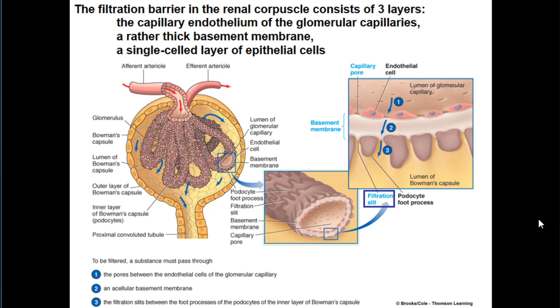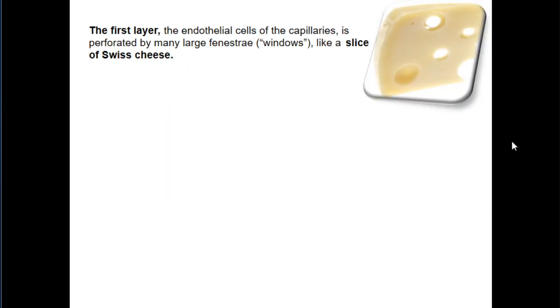The next thing which deserves to be mentioned is the filtration barrier. In the renal corpuscle, it consists of three layers: the capillary endothelium of the glomerular capillaries, then a rather thick basement membrane, and a single cell layer of epithelial cells. And let me explain it to you in simple words. The first layer of endothelial cells of the capillaries is perforated, and it has lots of windows which are called fenestra, and it looks like a slice of Swiss cheese.